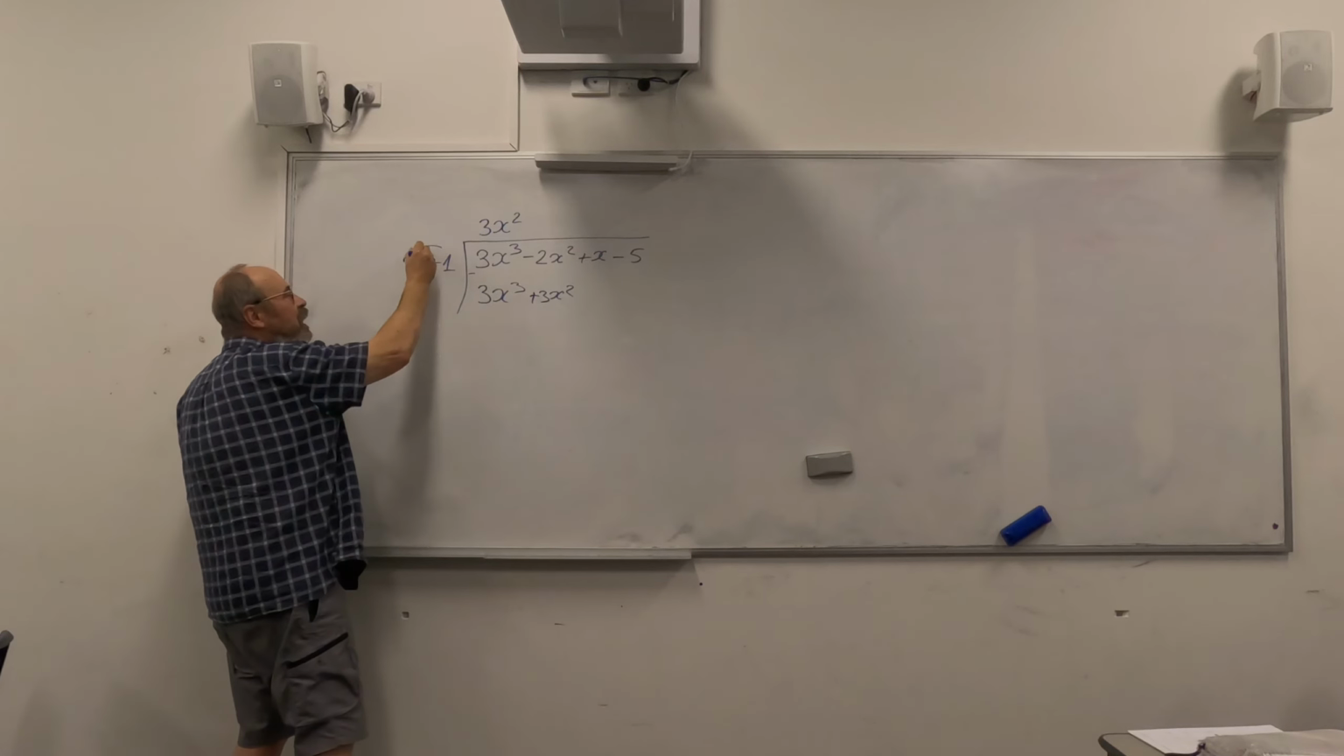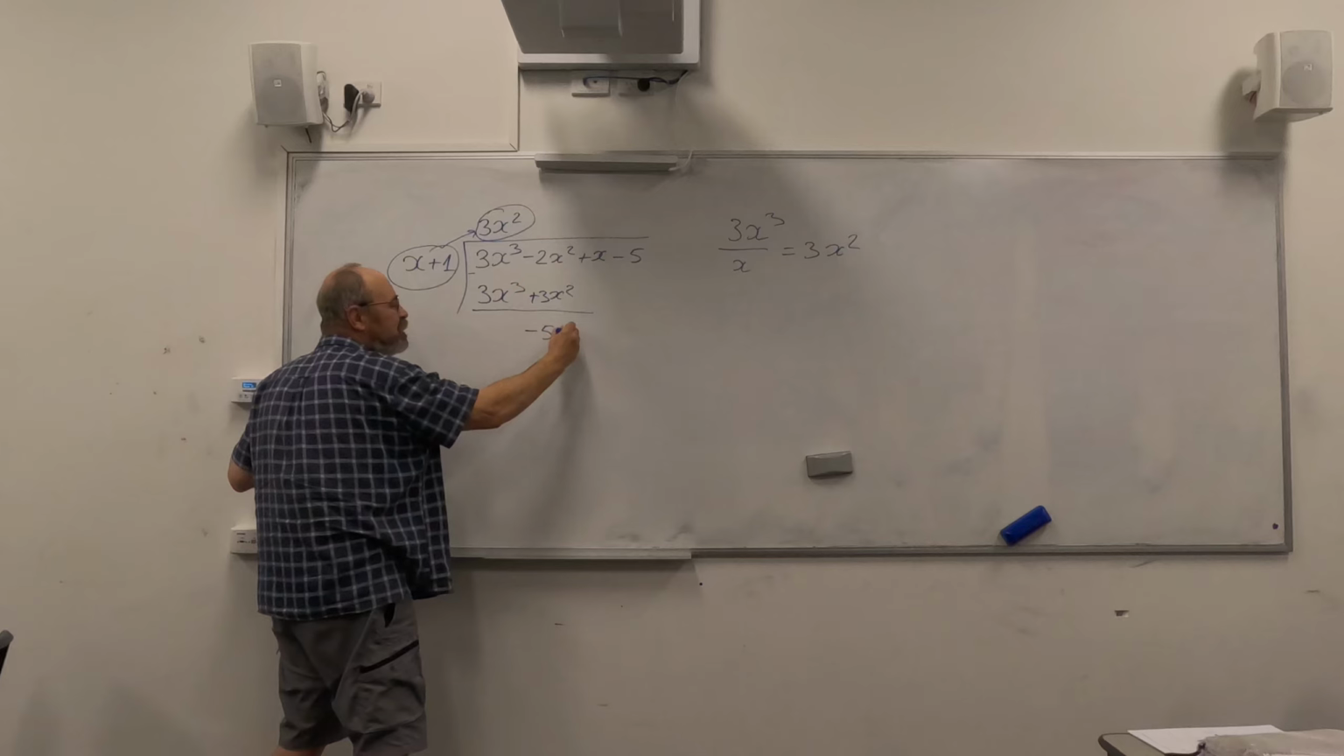First step, we divide the highest power, 3x cubed, by x, which equals 3x squared. So we divide the leading term by the leading term, and we write the result there. Then we multiply the divisor by this number and we subtract it. We do this times this and we put it here. And we subtract. 3x cubed minus 3x cubed is 0. Negative 2x squared minus 3x squared will be negative 5x squared.